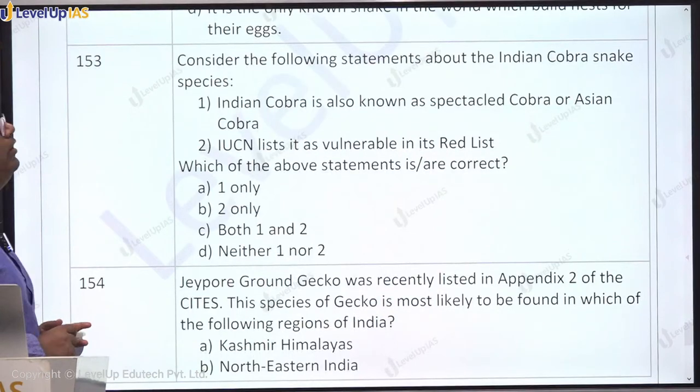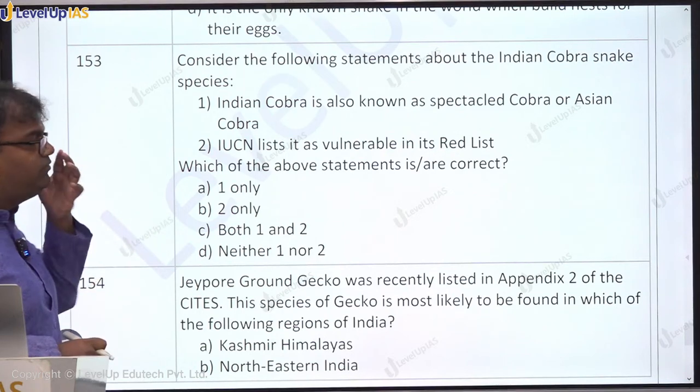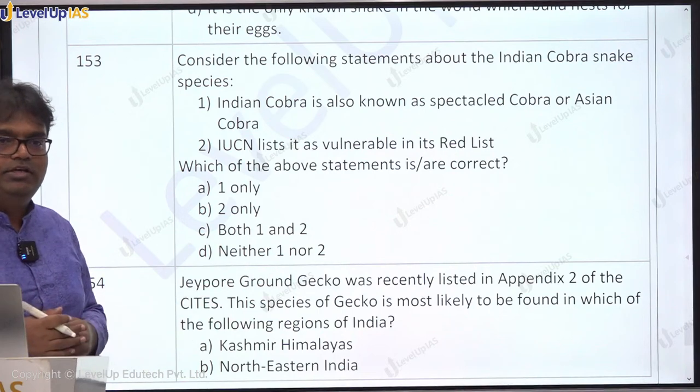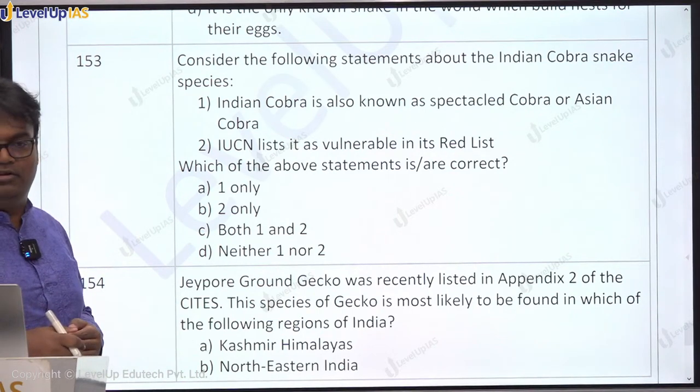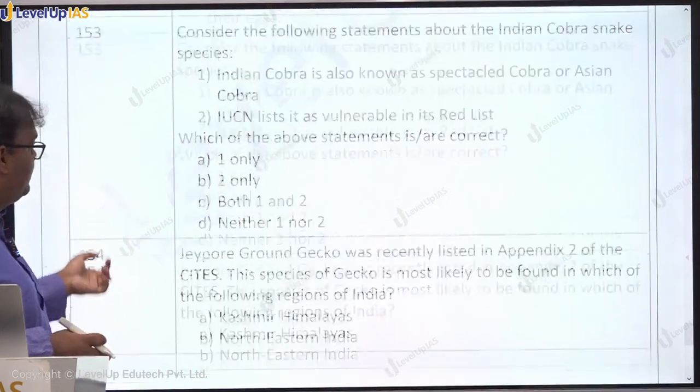153. Indian cobra. Indian cobra is also called spectacled cobra. Yes, because it has two marks. IUCN list it as vulnerable. No, it is least concern. It's found throughout the country, it will make us vulnerable, right? So 153, A is the answer.